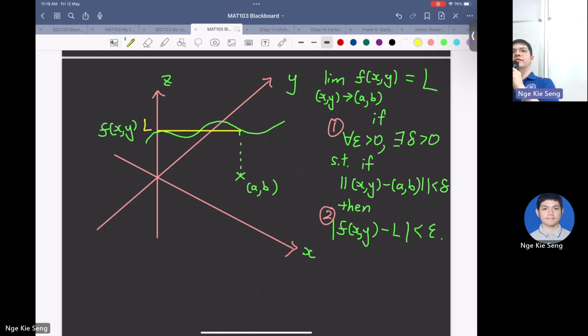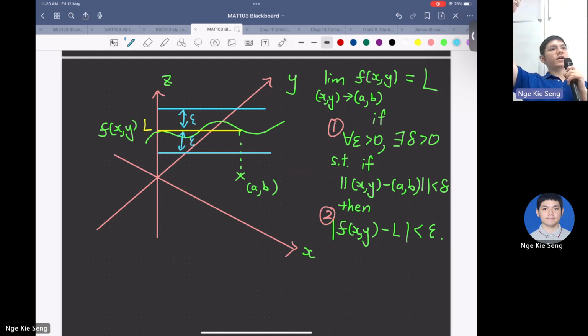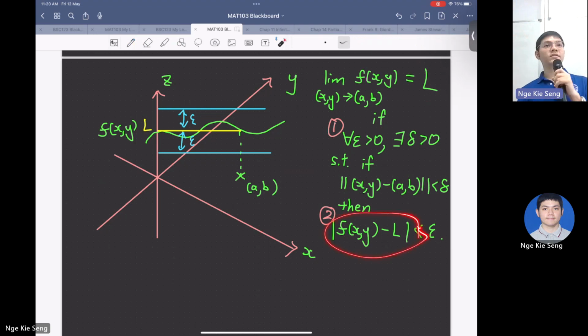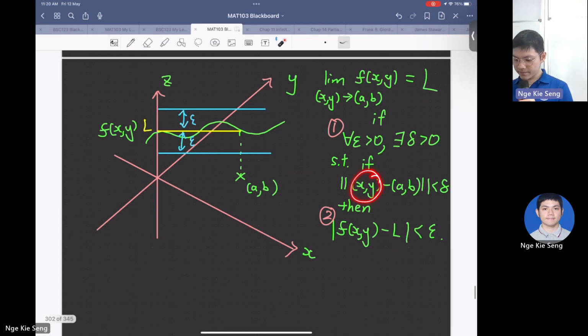Okay, make sense? So we want to see the epsilon neighborhood around this L. We look at the positive and negative difference, because we are taking the modulus. We don't care where it's approaching from. Approaching from above also can, approaching from below also can, as long as it is approaching. And then we want to see if we can find some (x, y) around (a, b), such that f(x, y) is epsilon close to L.